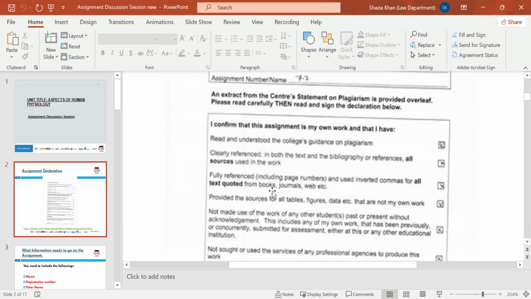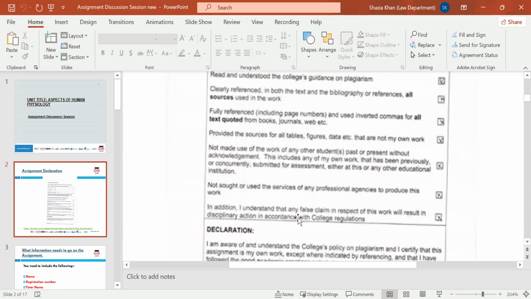You've read and understand the college's guidance on plagiarism, and you've read the policy which I've shown you. You may want to have a read of that again. If you've read it previously, you know how things work. So when you sign this, you need to make sure you have clearly and fully referenced your work using the Harvard system of referencing. You've provided the sources for all the tables, figures and data, and you've not made use of the work of any other students, past or present, without acknowledgement.